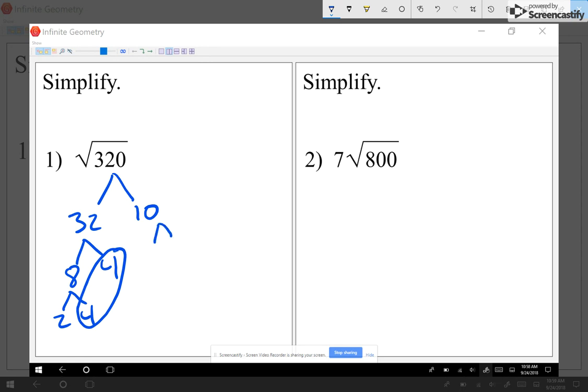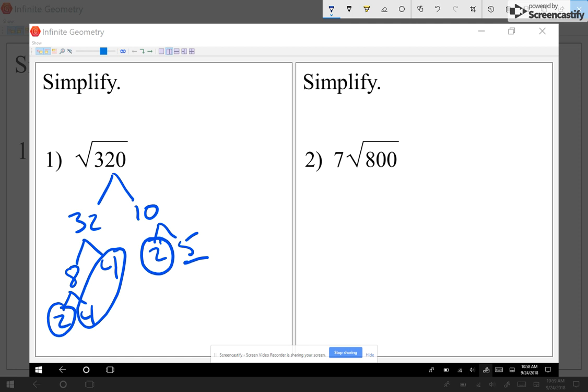My 10, I can split it as 2 times 5. So these two with this 2, the two 2s, it's another group. What I'm trying to show here is that the groups don't have to be next to each other, but I'm trying to do two numbers per group. My 5, I cannot split it anymore, so that's a single.